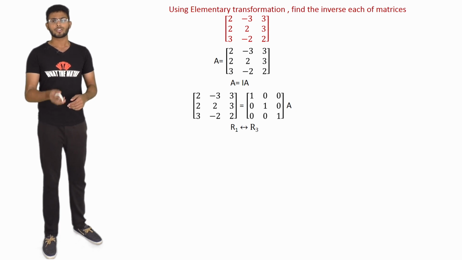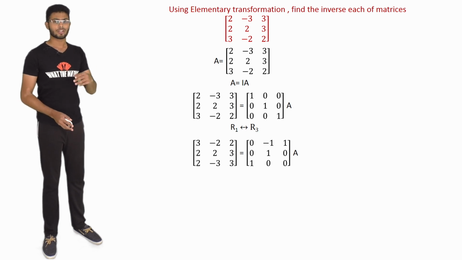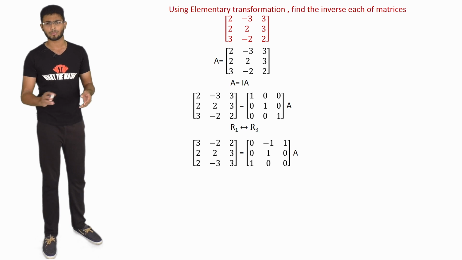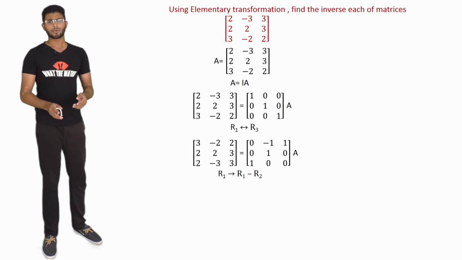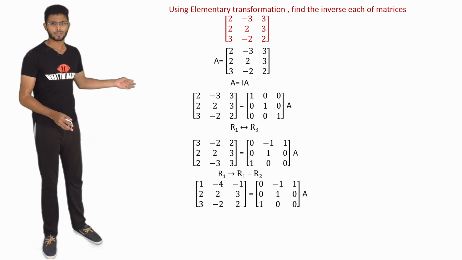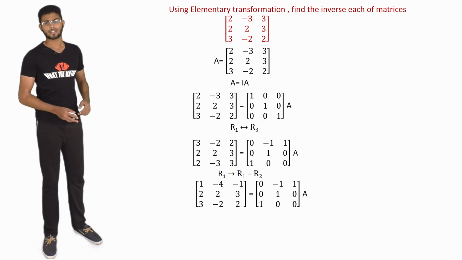So what we're going to do now is switch R1 and R3. By doing this, we're going to get this matrix here. Remember, when you're doing the operations on the LHS, you have to apply the operations on the RHS as well. So now you're going to do R1 is equal to R1 minus R2. Once you've done that, you're going to get this matrix over here. And once again, we are going to apply that same operation to the RHS.